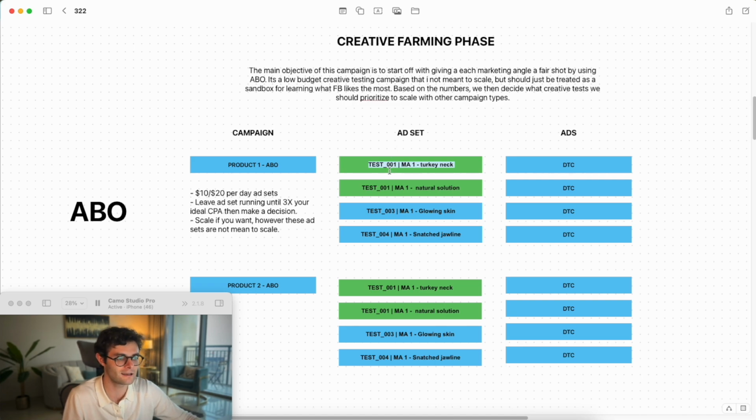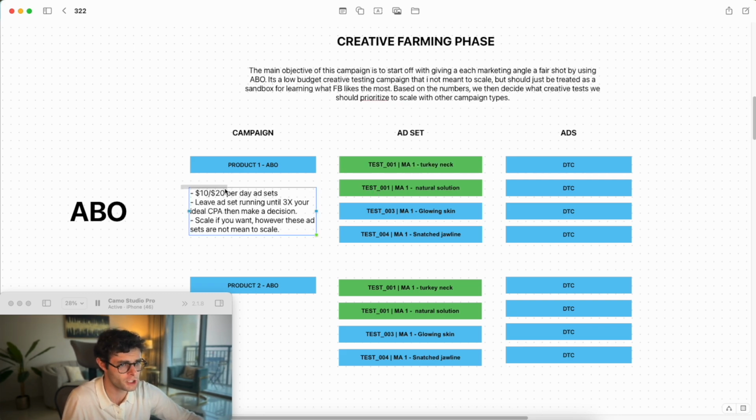Sure, but these are campaigns that start at like 20, 30, 40, $50 a day, and going from that to really scaling to $5,000 budget ad sets is not the best approach in my opinion. Is it possible? Have we done it before? Yes, but I think it's better to scale with the CBO, and I'll explain why in just a second.